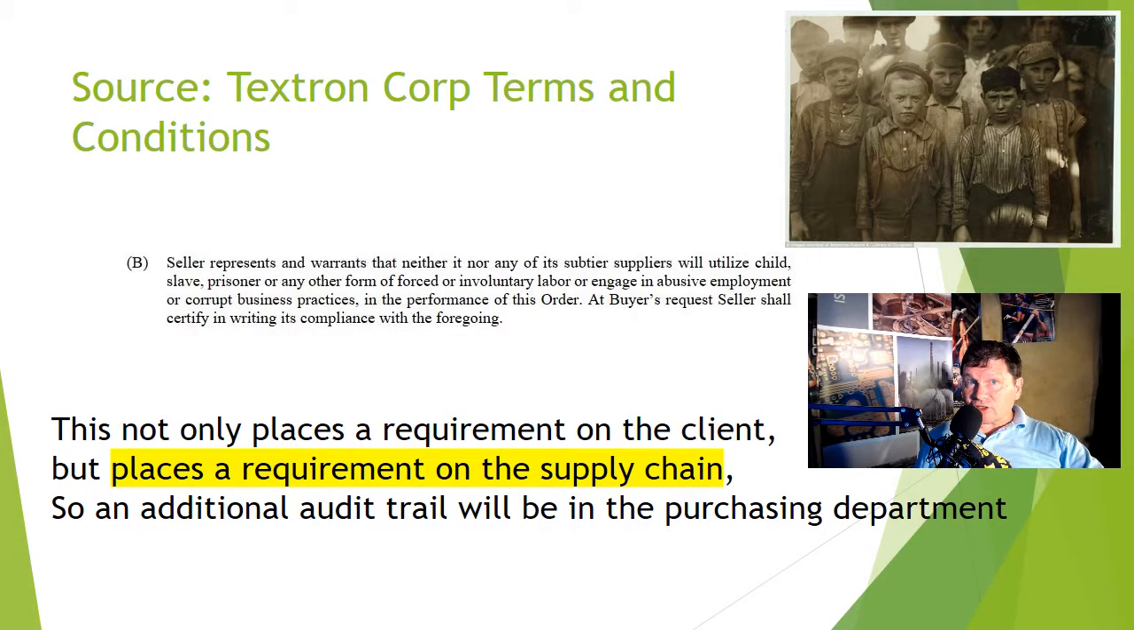This one is from Textron Corporation, and it states that neither the seller nor any sub-tier suppliers will utilize child labor or slave labor or engage in abusive employment activities, and also places a requirement on the supply chain. So if I see something like this, I'm also going to go to the purchasing department, confirm that these requirements are being passed on to the suppliers.